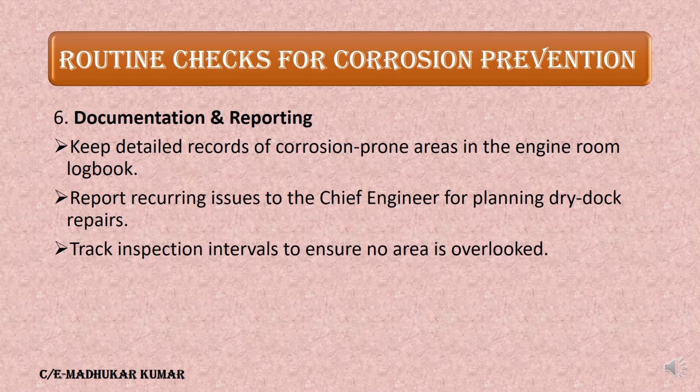And finally, documentation and reporting. Keep a detailed record of the corrosion-prone areas in the engine room. Any extra work or job to be done, any inspection which has been carried out, should be recorded so that the other person will also be aware and keep an eye on that. Report recurring issues to the chief engineer, and you must make a defect list and plan dry dock repairs. Track the inspection intervals to ensure no area is overlooked. So if you have proper documentation and reporting, either in the PMS system or in the logbook, then it will be closely monitored and the impact of corrosion will be less.